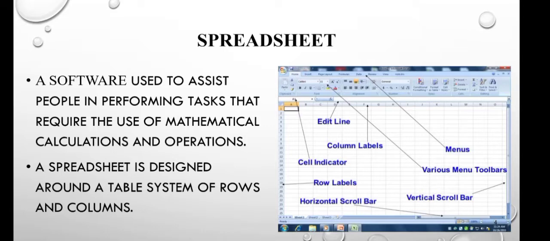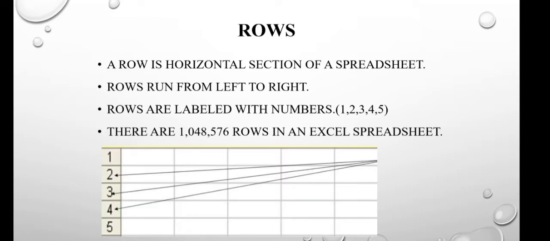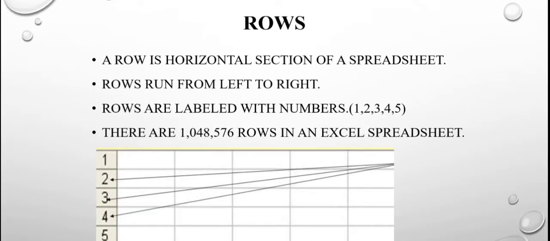Here is a window of spreadsheet which shows there are a number of rows and columns which make the table. Next, parts of spreadsheet: rows, columns, cells, range. First one is rows. A row is a horizontal section of a spreadsheet. Rows run from left to right. Rows are labeled with numbers like 1, 2, 3, 4, 5, etc.